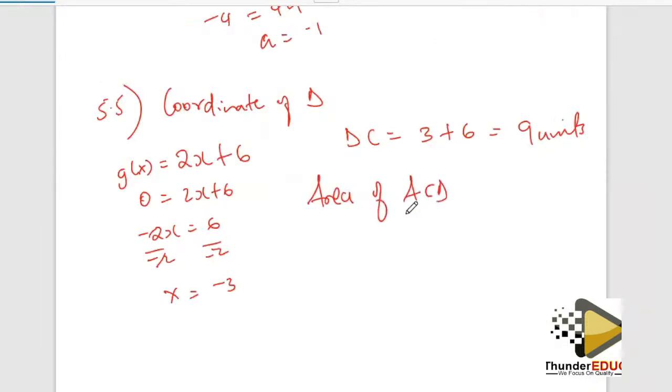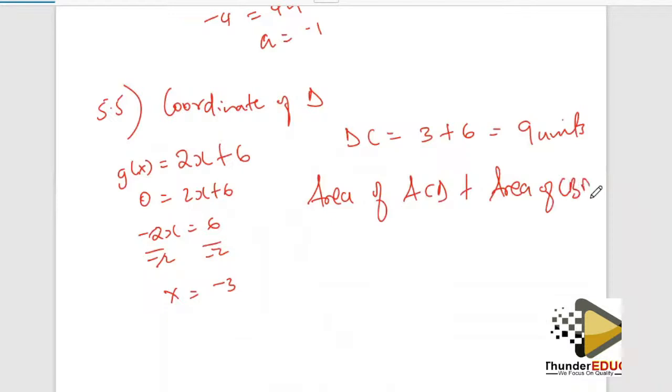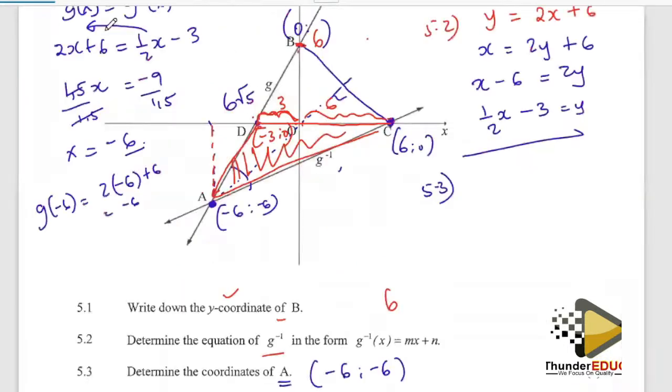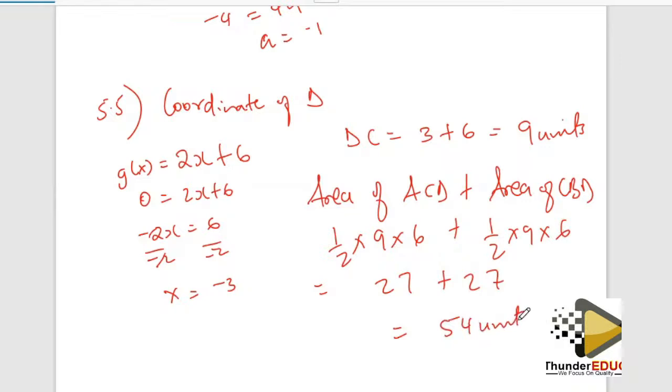Area of ACD plus the area of CBD. This is a half, the same base, and the same height, the perpendicular height that makes 90 degrees with the horizontal base, that is 6 units. And then plus a half times 9 times 6. That's the same thing. So 3 times 9 is 27, plus 27, which gives me 54 units squared.